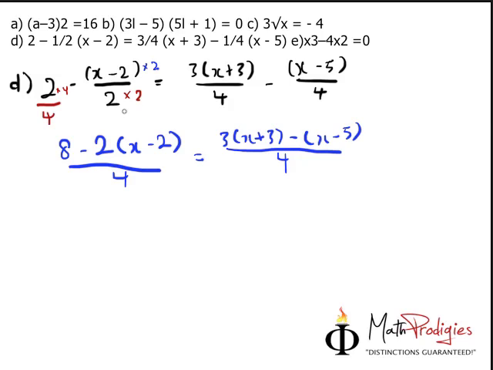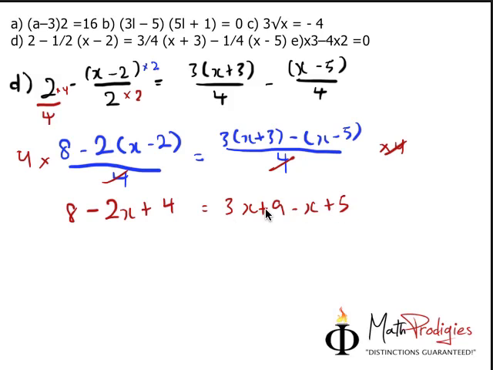Now, what I've taught you in the past 2 weeks is simple. When you have left hand side over here and right hand side over here, you can actually multiply both sides by 4, therefore cancelling the bottom of this equation. And hence, what do you get? You get 8, slowly open this up, 8 minus 2x plus 4 equals to 3x plus 9 minus x plus 5.